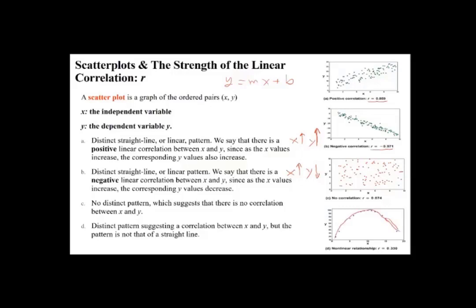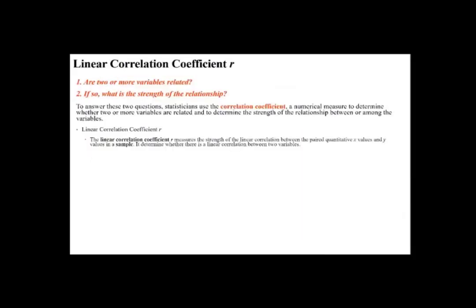There is a relationship. Are two or more variables related? If so, what is the strength of the relationship? To answer these two questions, statisticians use the correlation coefficient, a numerical measure to determine whether two or more variables are related and to determine the strength of the relationship between or among the variables.